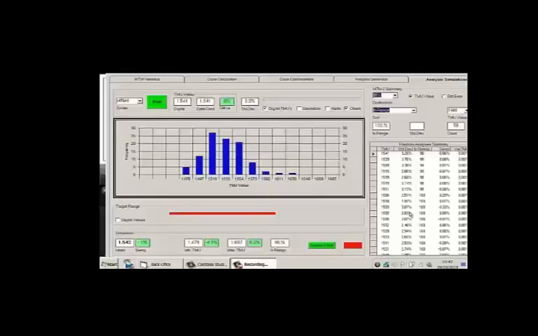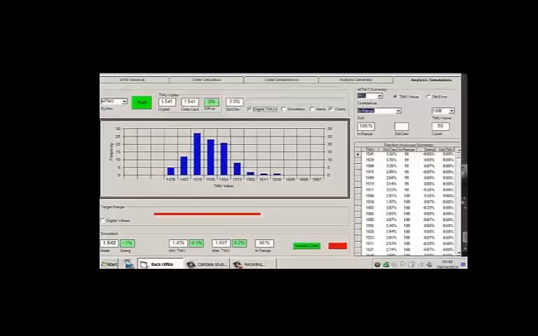Over now to the digital MTM-2 values, and I've done this simply by clicking on this checkbox here. I've also left the TMU value in the box at 1600 TMUs, and by clicking it we can see that we have an in range of 100% and a count of 58 analyses.